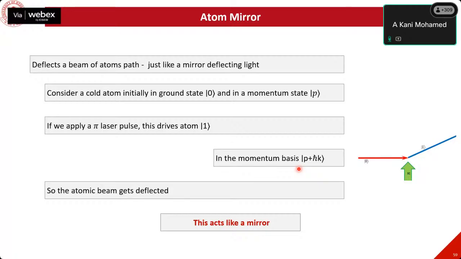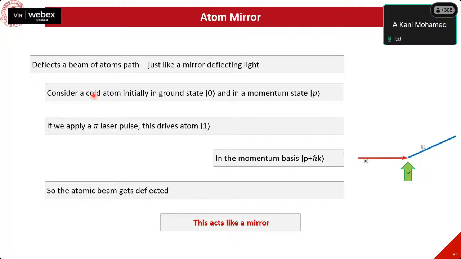Metals are very good reflectors for light. But now we are going to create some kind of optical element to deflect the beam of atoms, or the matter waves, just like a mirror that we use in standard optics. So the principle is very simple.